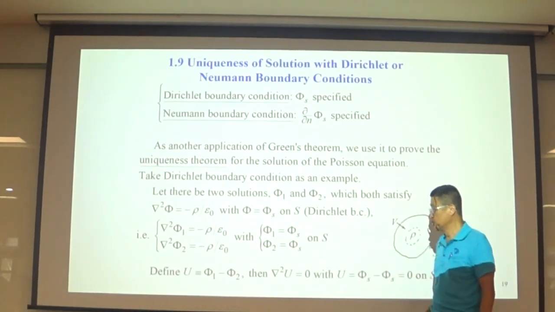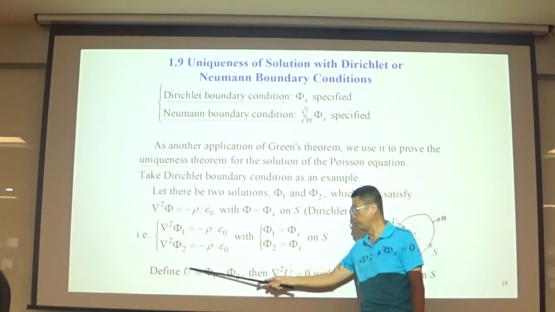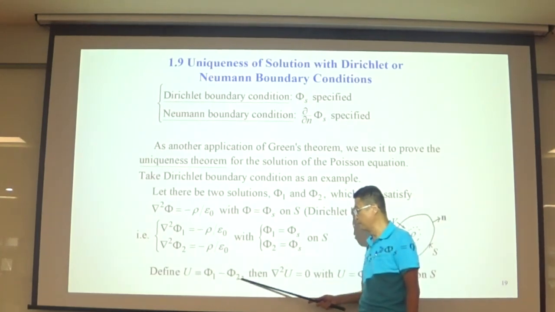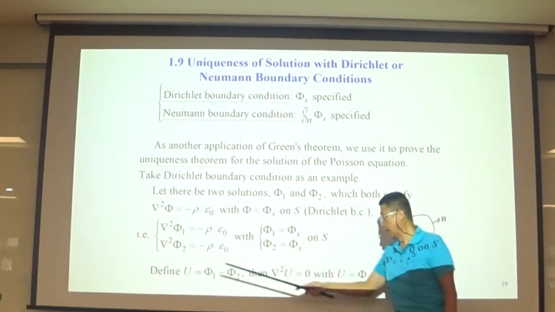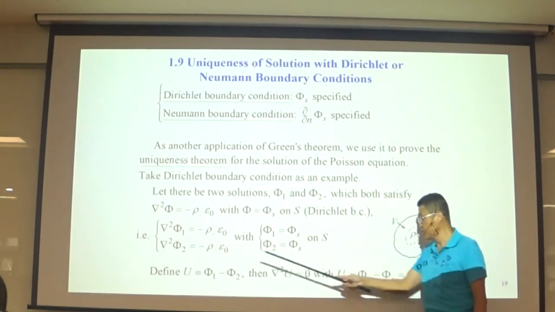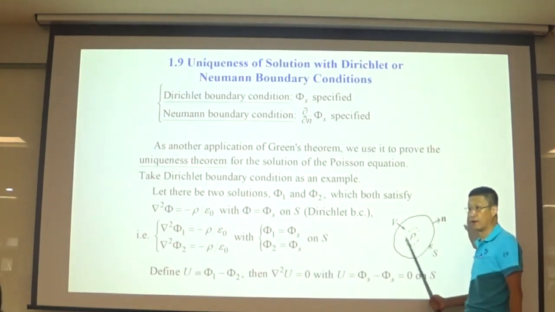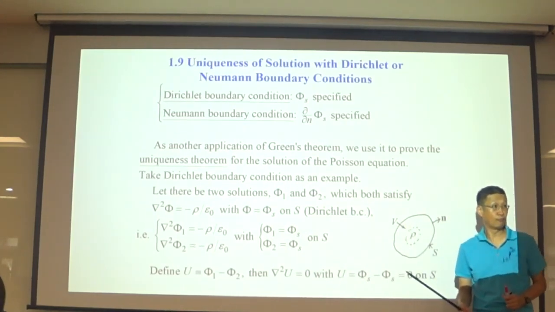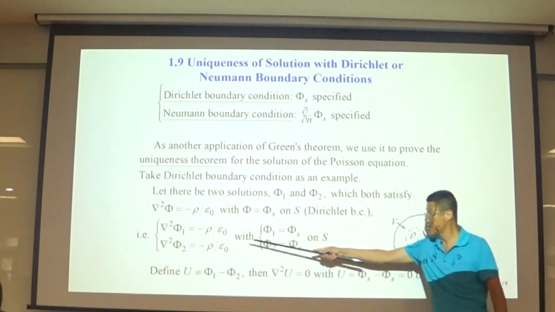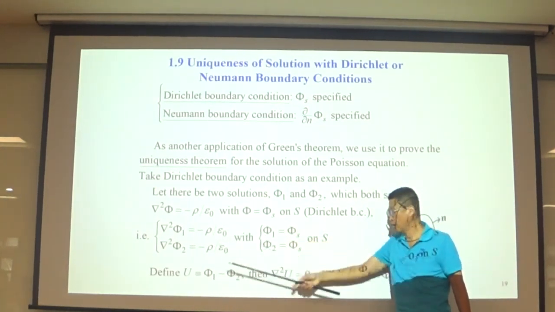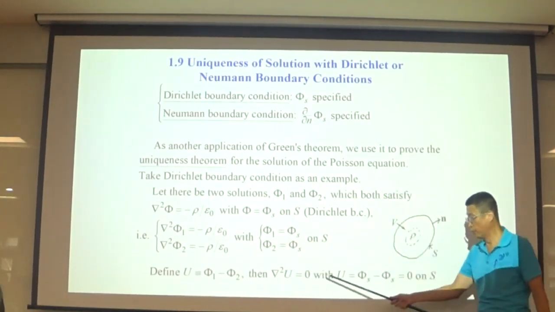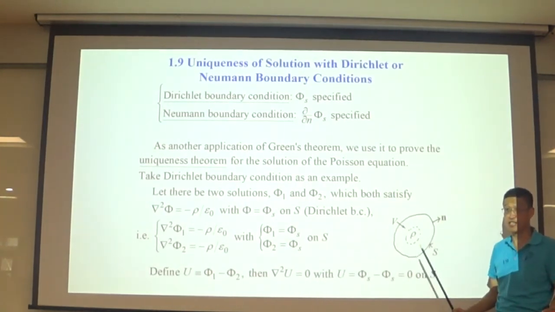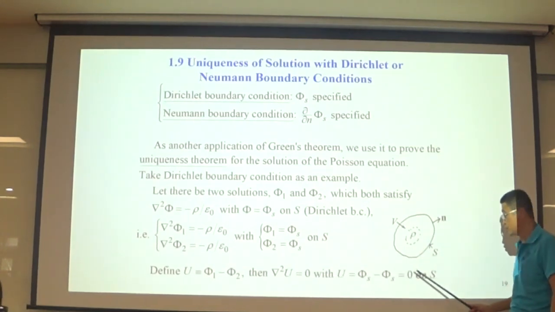So we can define another notation, U. U is just phi 1 minus phi 2. Therefore, Laplacian U will be 0 anywhere. Laplacian U will be 0. Okay? Makes sense? Because it's the same. So Laplacian U will be 0, and on the surface, 0. Everything is 0.